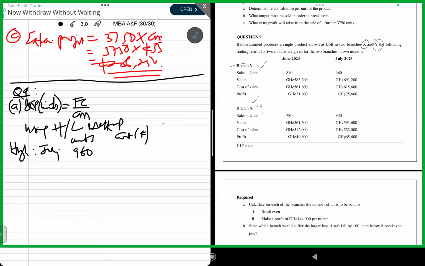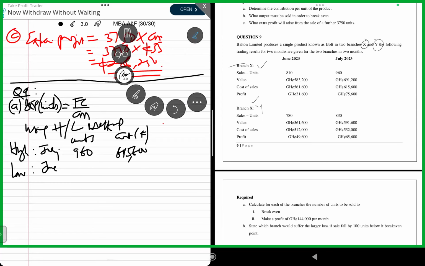Is it the cost or the volume? The cost. The cost is the cost of sales, 615,600. That's it. Then we go to the low. The low is June. How many units? 810. What's the total cost? 561,600.